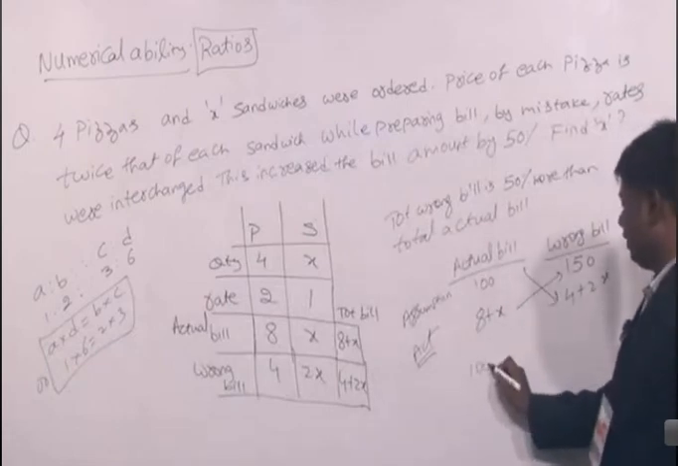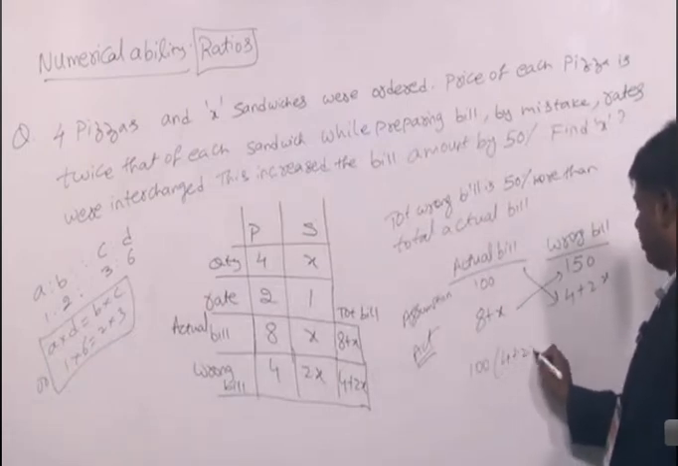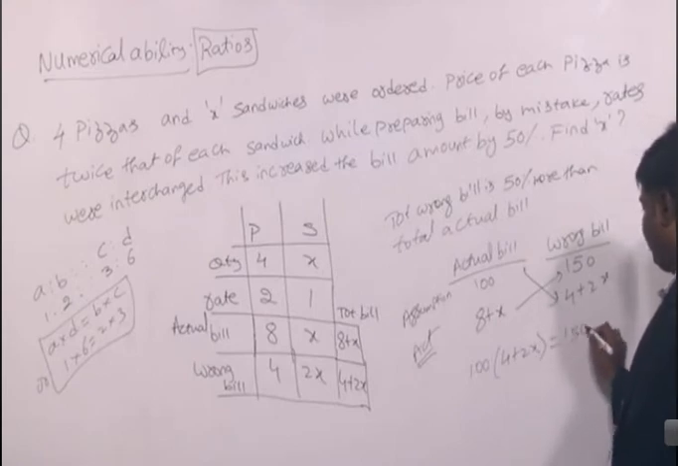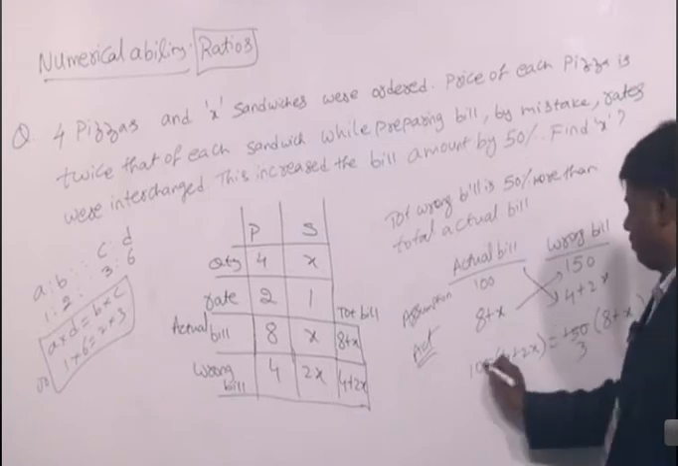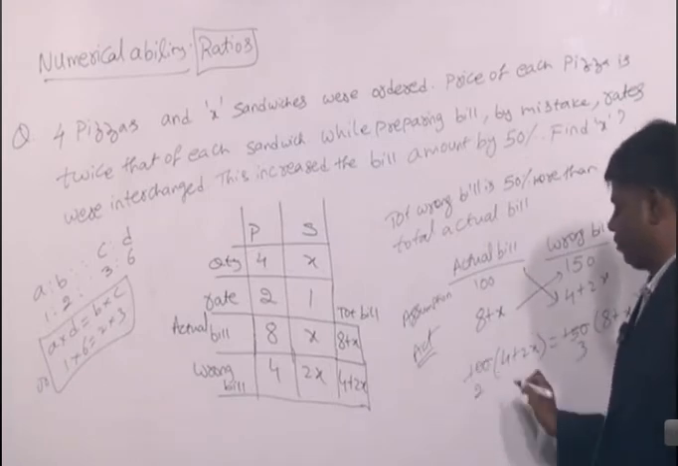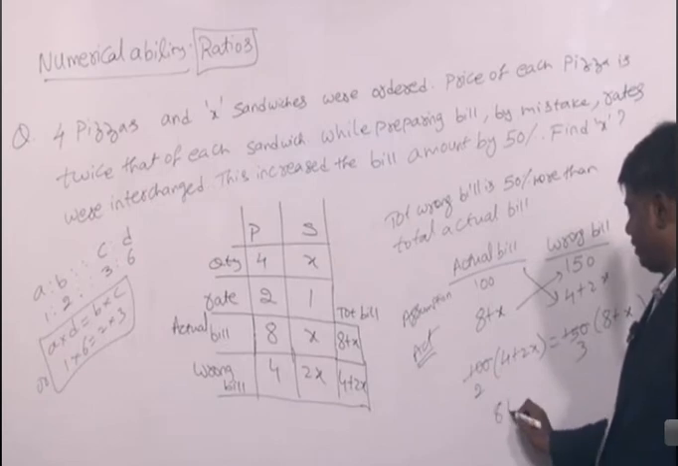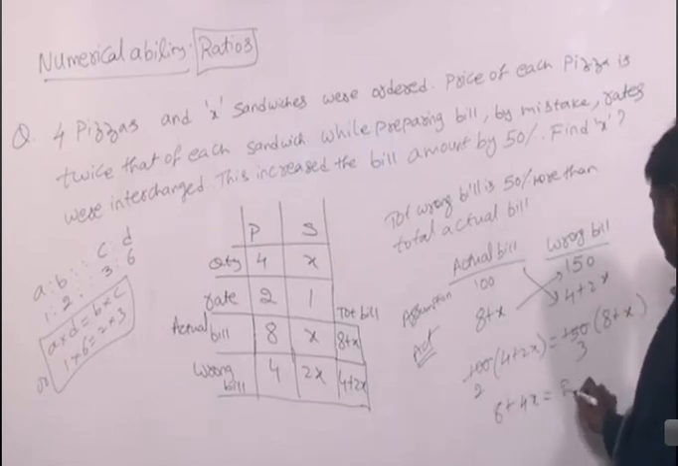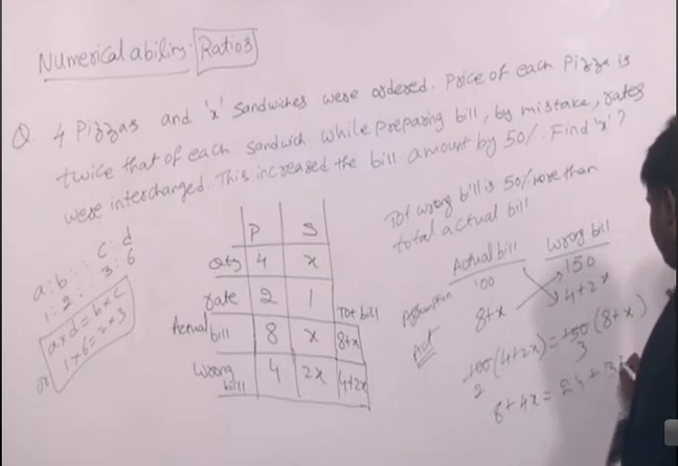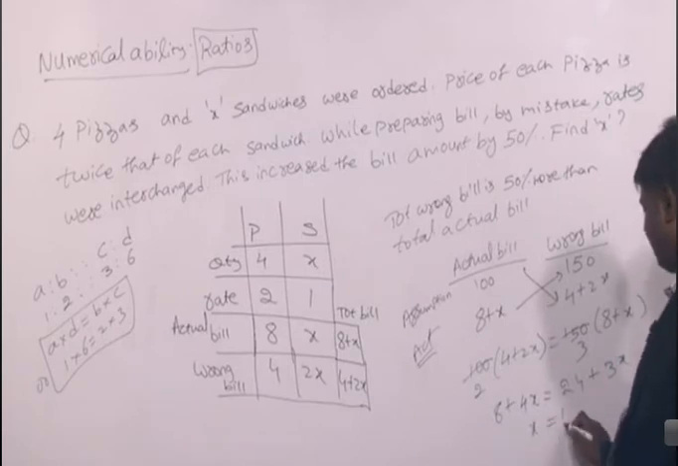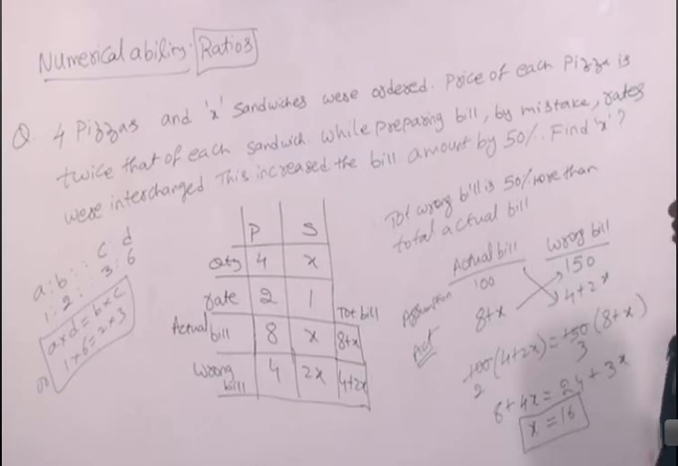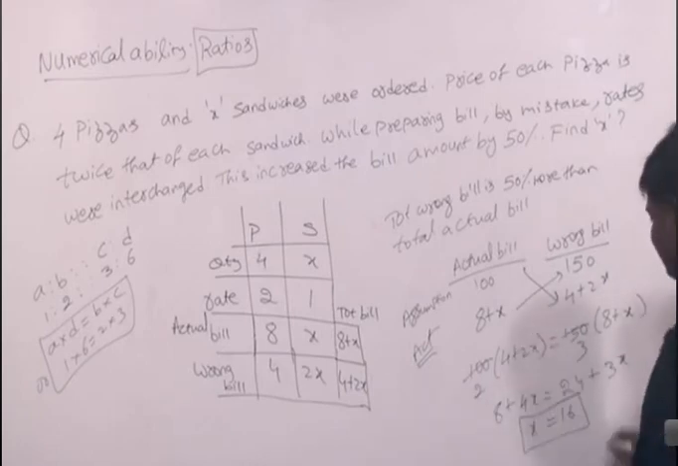Okay. 100 into 4 plus 2x is equal to 150 into 8 plus x. So 8 plus 4x is equal to 24 plus 3x, or x is equal to 16. So how many sandwiches were ordered? 16 sandwiches were ordered.